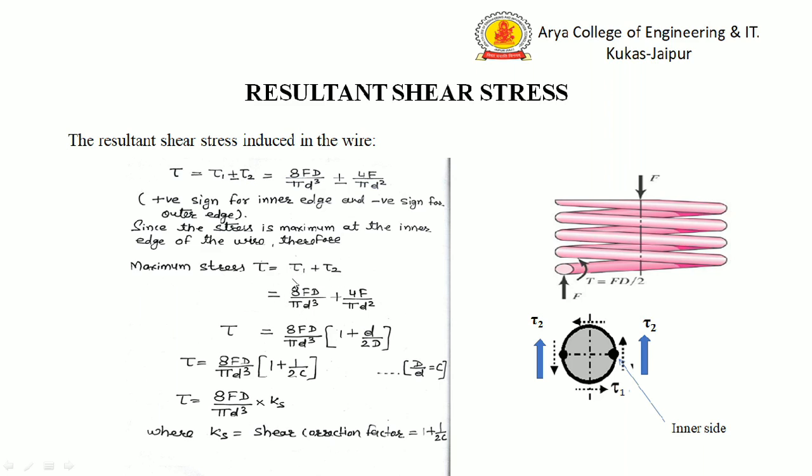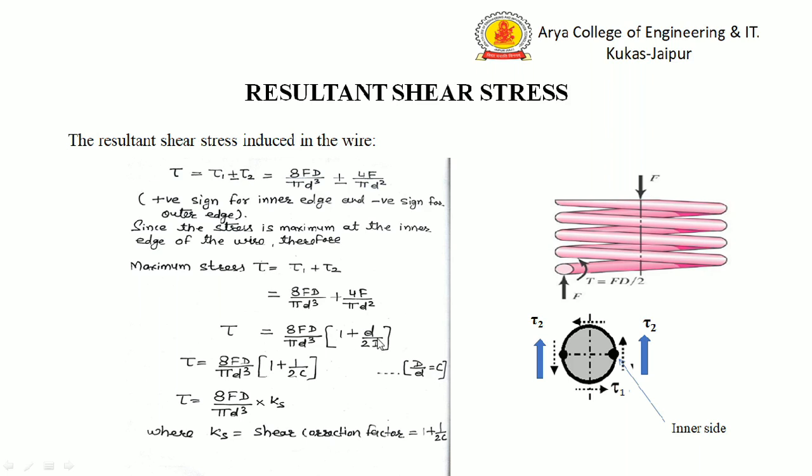So the maximum stress occurs at the inner edge, that is equal to tau 1 plus tau 2. By putting the values of tau 1 and tau 2, we get tau is equal to 8FD upon pi d cube plus 4F upon pi d square. By taking the common term, we get tau is equal to 8FD upon pi d cube times (1 plus d upon 2D). We know that capital D upon small d is equal to C, the spring index.